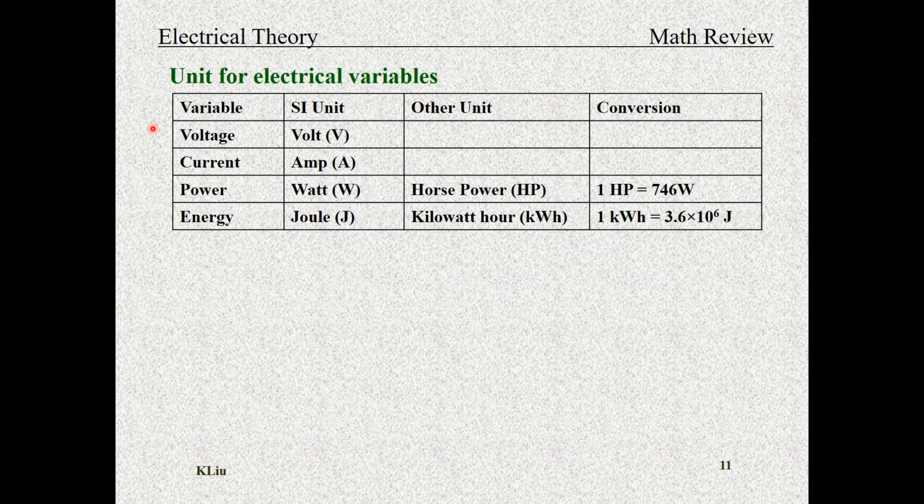Here are the units for some common electrical variables. For voltage, we use volt. For current, we use amp. For power, the standard unit is watt, but we also see horsepower a lot. 1 horsepower equals 746 watts. For energy, the standard unit is joule, but the electricity meters in our house read in kilowatt hour. For conversion, 1 kilowatt hour equals 3.6 times 10 to the power of 6 joules.